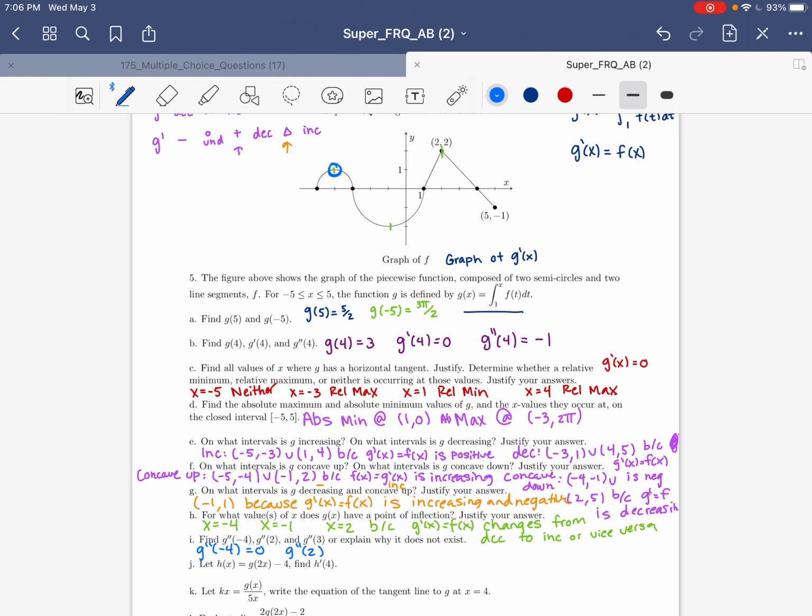Then g double prime of 2, so 2 is right here. Notice how the slope is different on both sides, d and e, because it's not differentiable at that point.